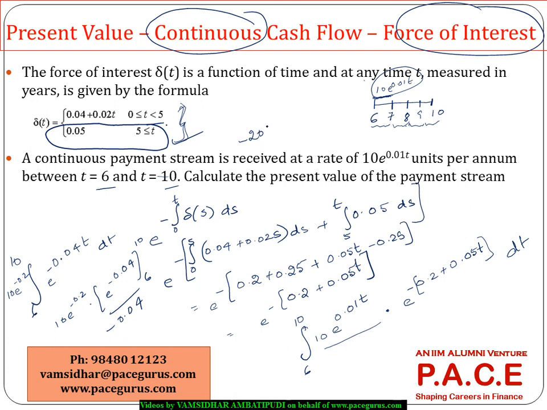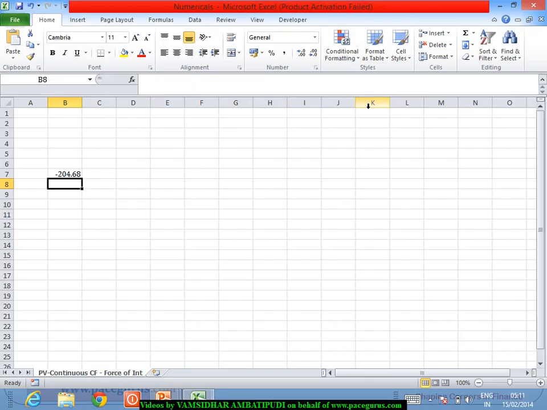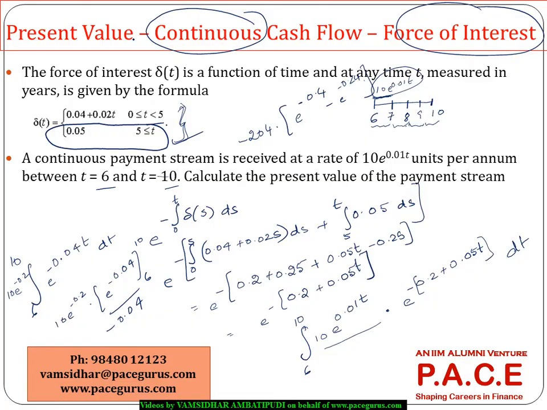Okay, minus 204 into e power minus 0.04 into 10, that is e power minus 0.4, minus e power minus 0.24. So again I am multiplying this with minus 204. So I have to compute e power minus 0.4 minus e power minus 0.24, and this is what I have to multiply it with. These two numbers multiplied give me 23.80.